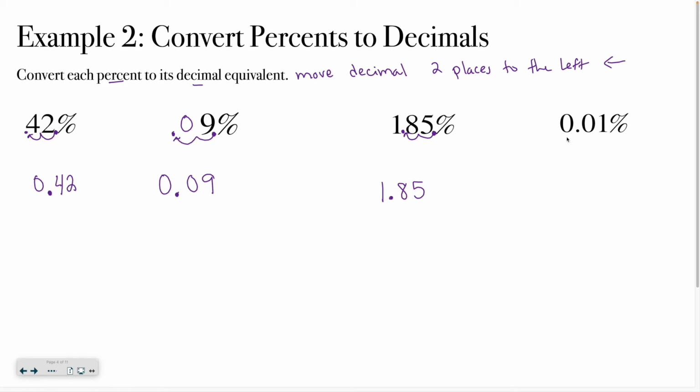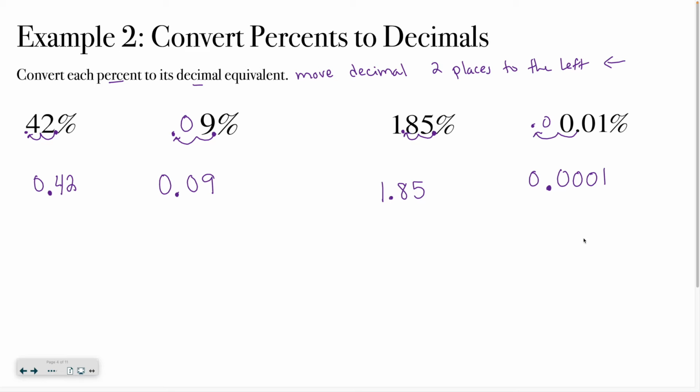With 0.01%, I need to still move it to the left. Sometimes students get confused. They see a decimal and think, oh, I'm going to move it to the right. No. Nope. If you have a percent sign, it means that to change it to a decimal, it has to go to the left. So in this case we're going to have even more zeros. We're going to have 0.0001, and again, I personally put that 0 in front of the decimal to make it easier for my eyes to find that decimal point.